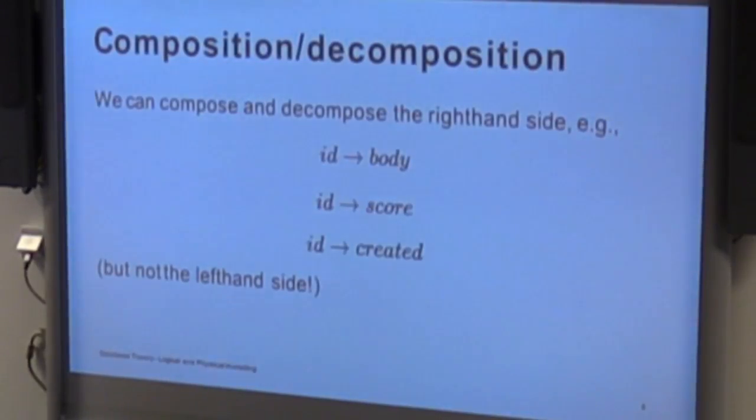So ID is determining body, it is determining score, and it is determining created. And ID is the key that makes this thing work, because it is a unique thing here. That's the key.